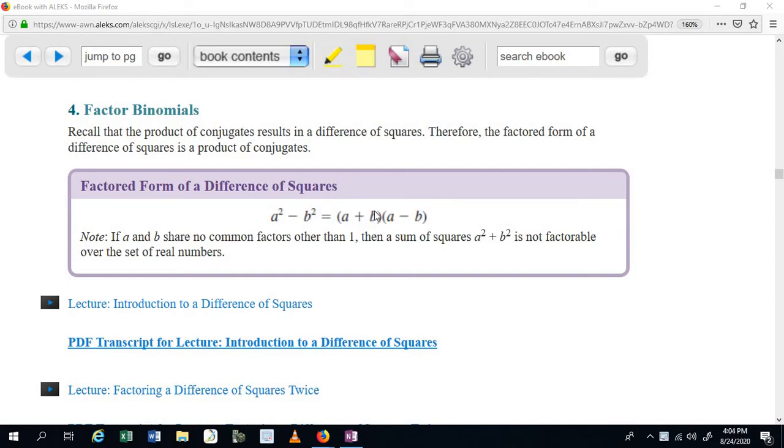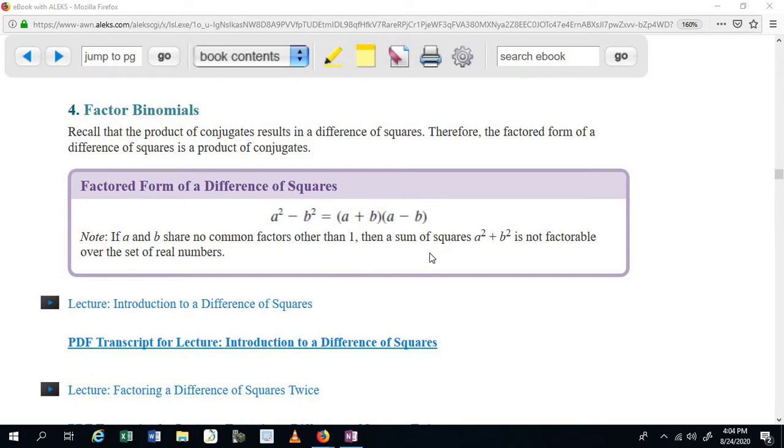If you FOIL this out, a plus b times a minus b, you'll end up getting a squared minus b squared, because the middle term cancels. Let's verify it. The first would be a times a, that's a squared, and then the outer would be minus ab, but the inner would be positive ab, and those cancel. So the middle term cancels. And then the last would be b times minus b, which is minus b squared.